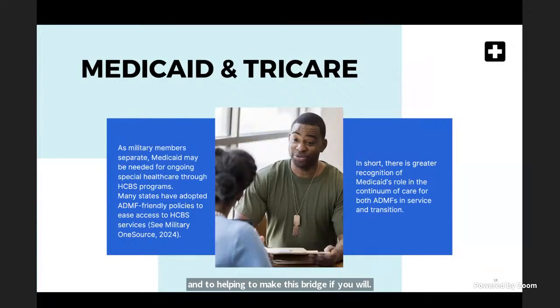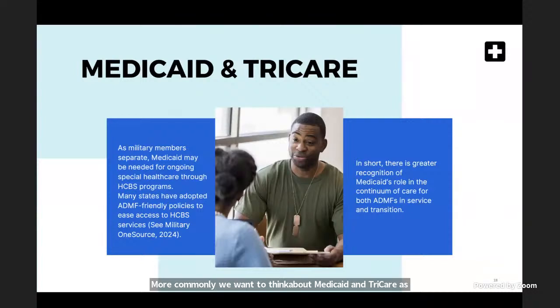Medicaid and TRICARE can be utilized concurrently. And for some military families, it's absolutely essential, say, for families that are eligible and are able to access waiver programs. More commonly, we want to think about Medicaid and TRICARE as a concurrent aspect, as part of the continuum of care for military families.